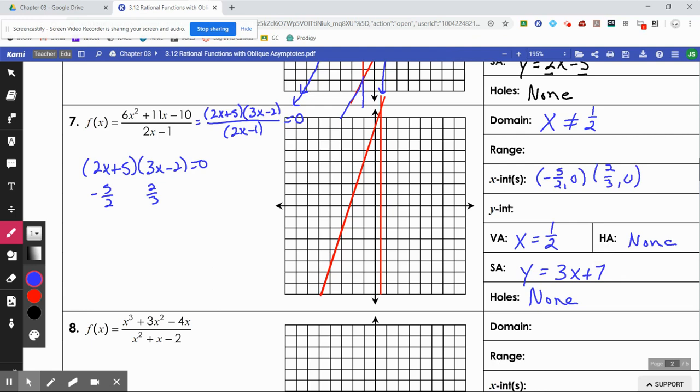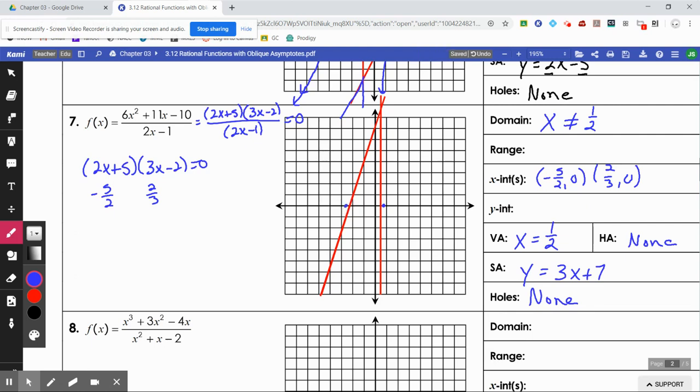Let's go ahead and plot those points. 2/3, 0 will be about right in here, nearly right on your vertical asymptote. Then negative 5 halves will be negative 2.5, 0, which is nearly on the slanted asymptote.